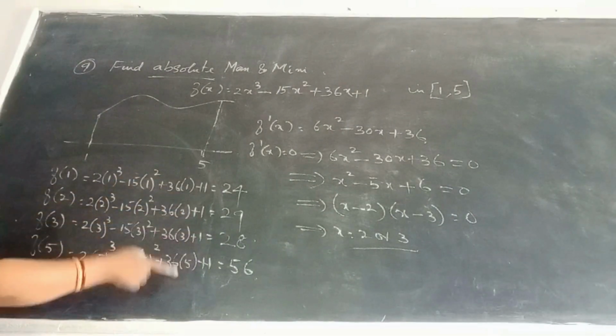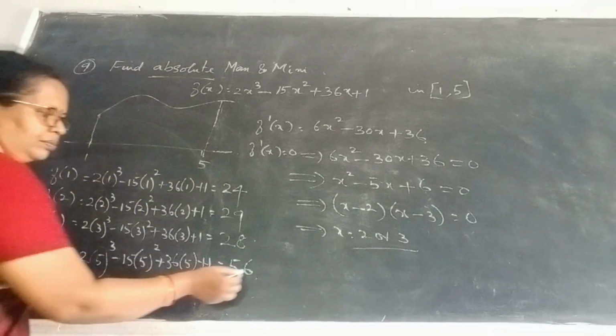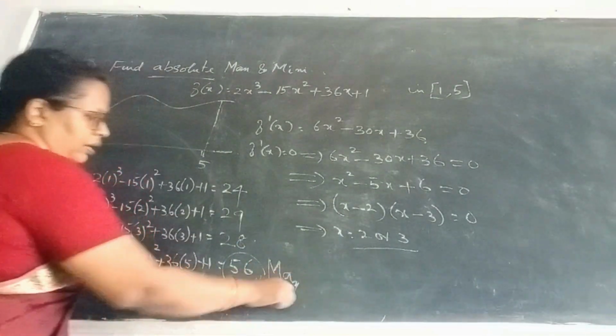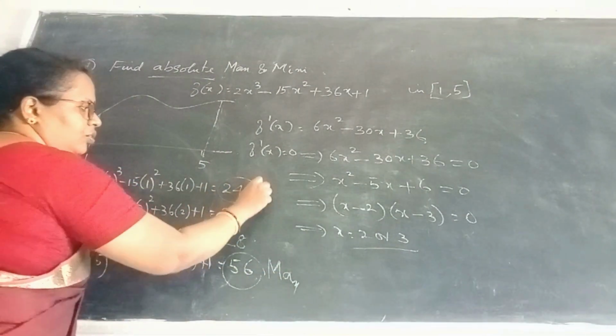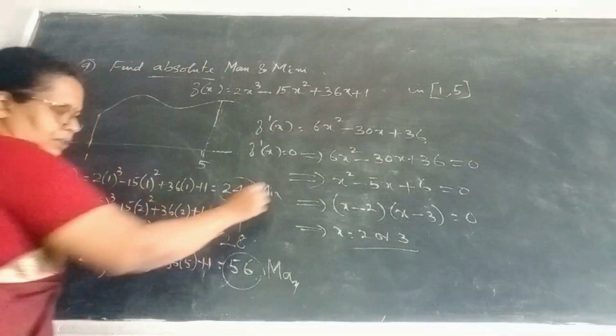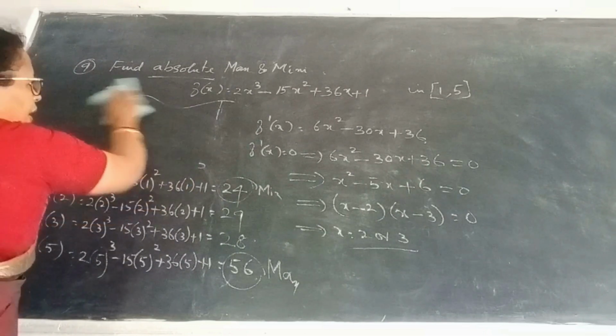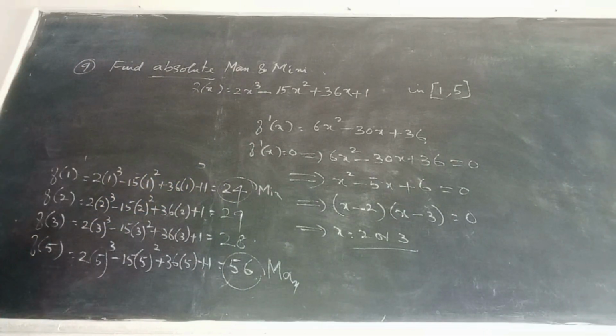Now look at the 4 values. Which is the maximum? 56 is maximum. And which is minimum? 24 is minimum. So how to write the answer? Find absolute maximum and minimum is asked.